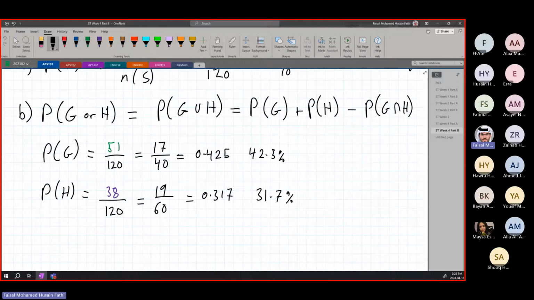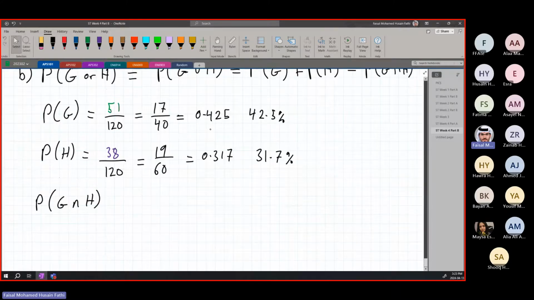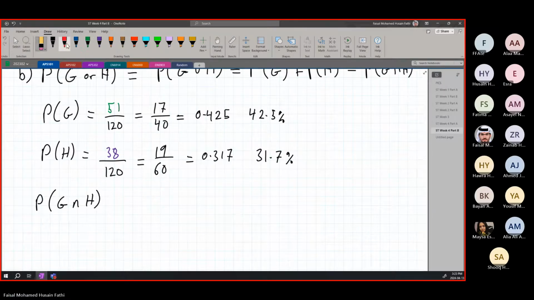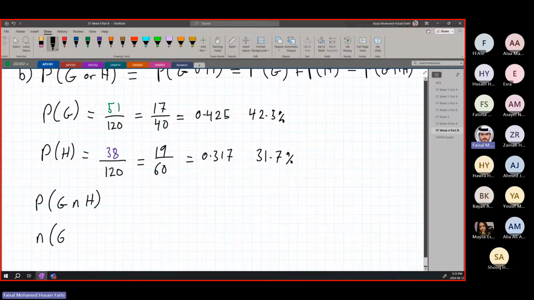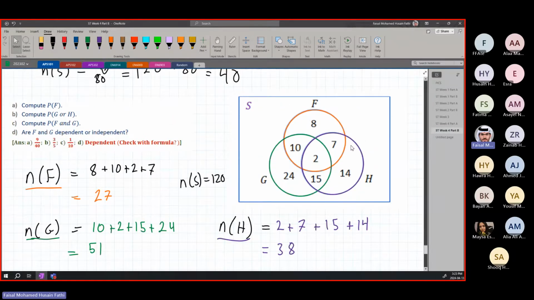So now we can just plug into the equation, but first we need to find the probability of G and H. To do that, first we need to find N of G and H. What is G and H equal to? We cannot find G and H directly because we don't have samples, but we have the sizes of the samples. So we know that G and H is going to be this intersection over here. What color did I not use? Let's use red. So G, H, what is in common between them?